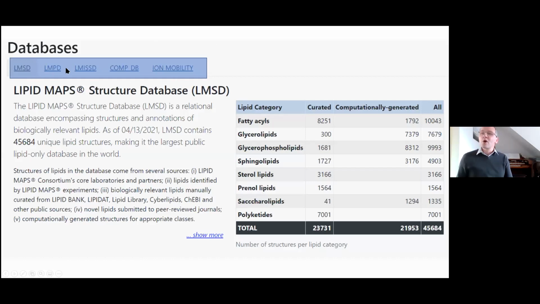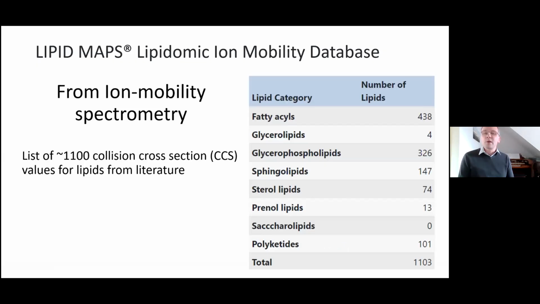I'm not going to talk about the protein database. This is only a subset of UniProt anyway for particular lipid linked enzymes. So you select your database from the list at the top. And the first one I'm going to mention very briefly is the ion mobility database. And we heard lots about ion mobility yesterday.